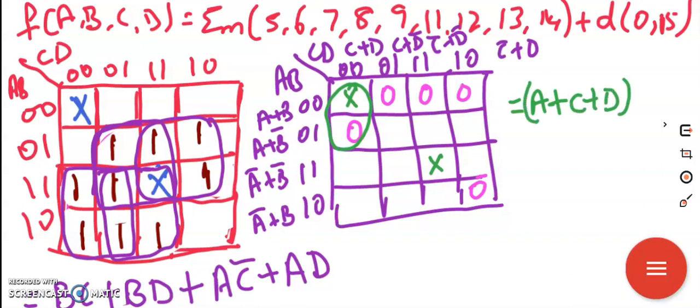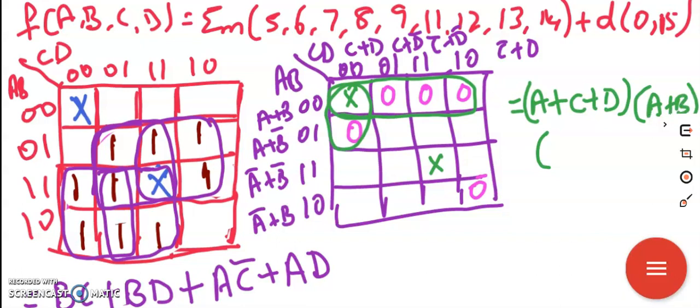Then do the AND operation. Here it was OR, now it is AND. Here it was AND, here it is OR. Be careful with that, SOP and POS. Now the second term. For this, this is the best option. So I'll make all these 4 in one group. When I make all these 4 in one group, A plus B. So I'll multiply this with A plus B.